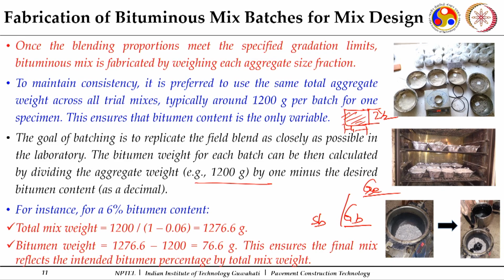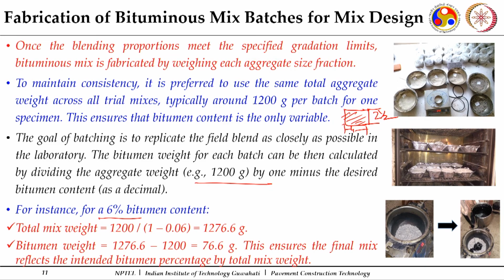For different mixes, the codal specifications, whether it is your IRC 111, which is on dense graded bituminous mixes, or your MoRTH, they give a range of binder content for these mixes. So, for an example, here for preparing a blend, because we need to understand what volumetric determinations are there and how it is done, let us go for a binder content of 6% by weight of your mix.